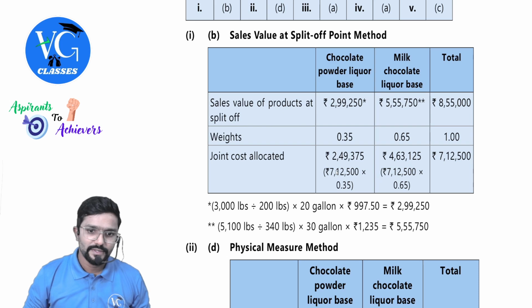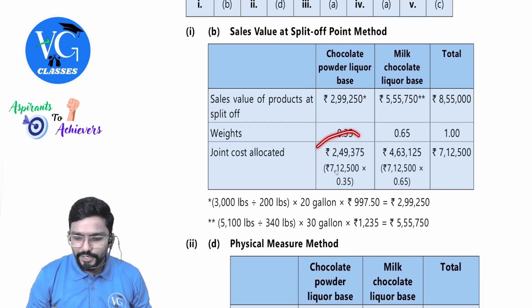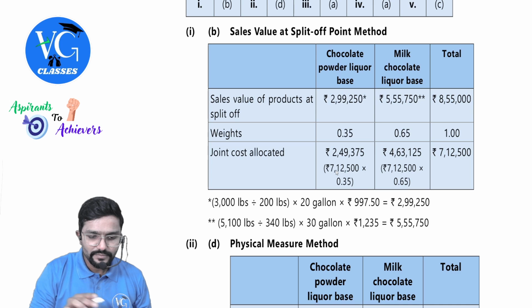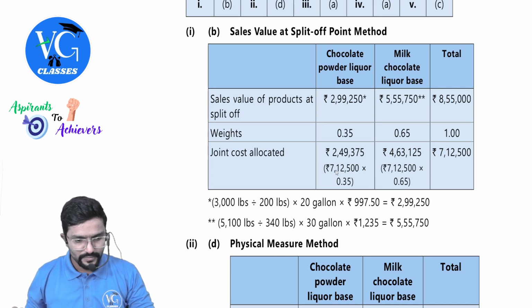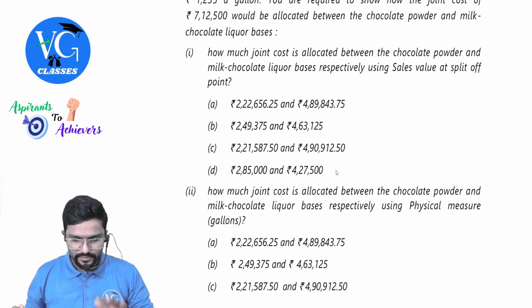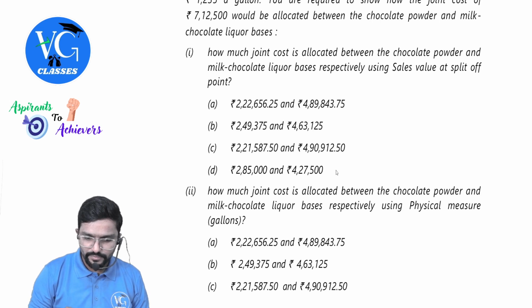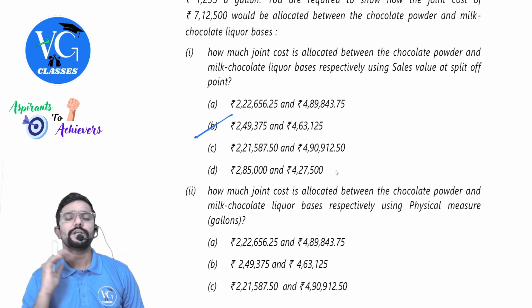Clear? Yes. Then I guess they've asked for physical measures. What is the answer here? It would be 2,49,375 and 4,63,125. Let me see. Which one? Option D. Yes, 2,49,375 and 4,63,125.